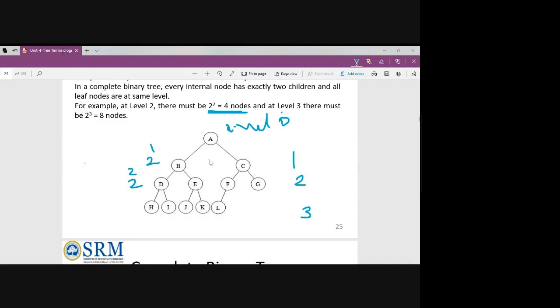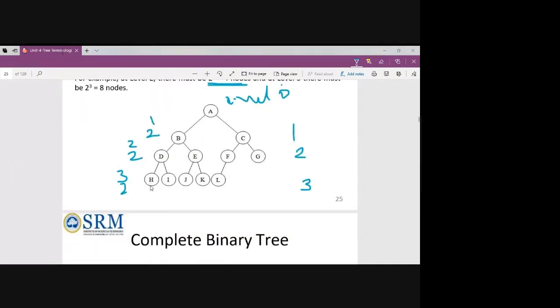Okay, so it will have 2 power n nodes at the particular level. So 2 power n, 2 power 2, this will be 2 power 3. So here what happens is 2 power 3, 1, 2, 3, 4, 5. So in this case, it is not filled. If it is filled equally, then that will be your full binary tree. Okay, if it is completely equal, that will be a full binary tree.